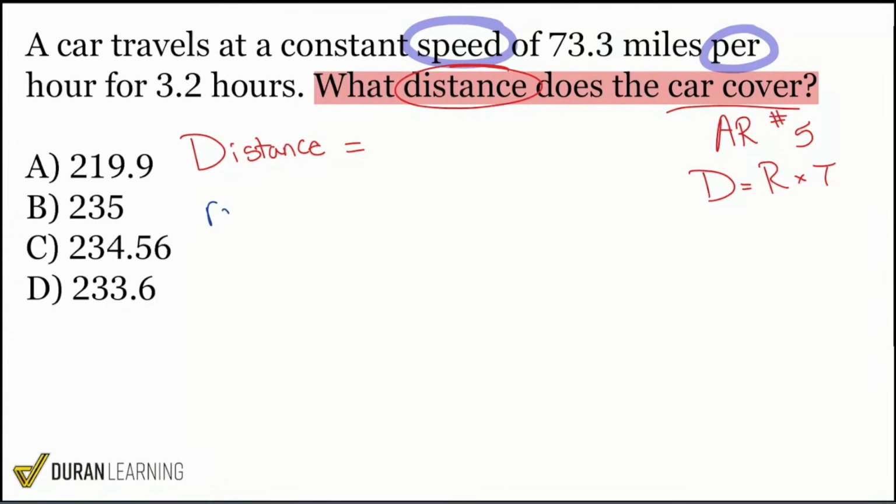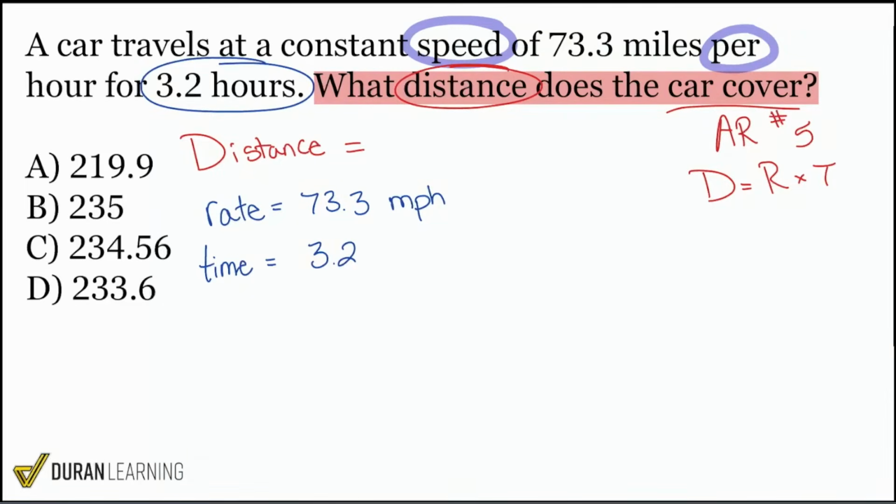So the rate that we're using here, 73.3 miles per hour. And then the time period that we are given is 3.2 hours. So there we are. We know our formula here. Distance equals the rate times the time. And when we write that, you can feel pretty good that if you got to the point of saying, yeah, I know how to get the distance, it's going to be 73.3 times 3.2.